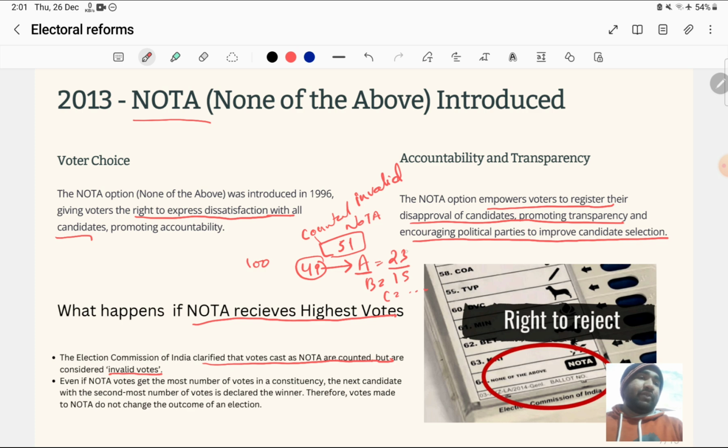Okay, not 23, with 25. He can become the winner. Even if NOTA gets the maximum number of votes in a constituency, the next candidate with the second most number of votes is declared the winner. Therefore, votes made to NOTA do not change the outcome of the election, but it shows the dissatisfaction of people towards the candidates.